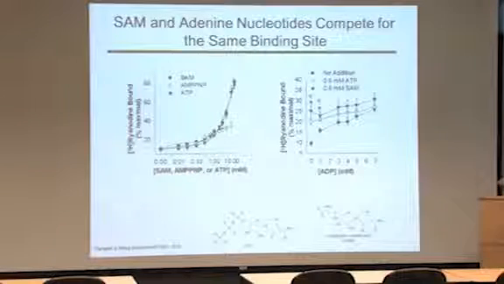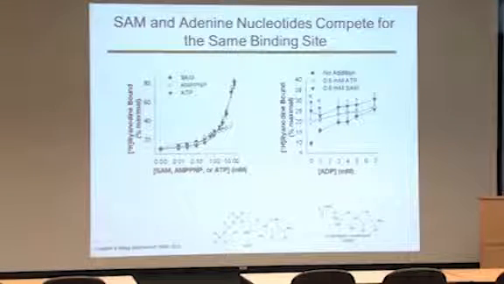This was looking at ryanodine binding, the concentration dependence of SAM or ATP, and this AMP-PNP, a non-hydrolyzable analog of ATP. What you see is that SAM and ATP had the same concentration dependence. Here's the structure of ATP, here's the structure of SAM. Both have this adenosine group. It's well known that adenine nucleotides bind the ryanodine receptor. So it seems that SAM was binding the adenine nucleotide binding site and activating the channel.